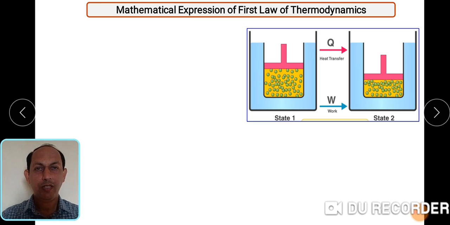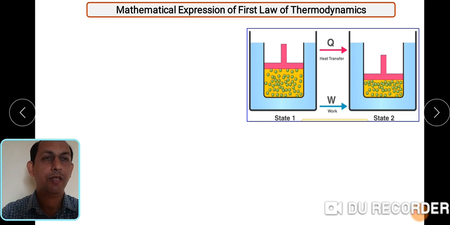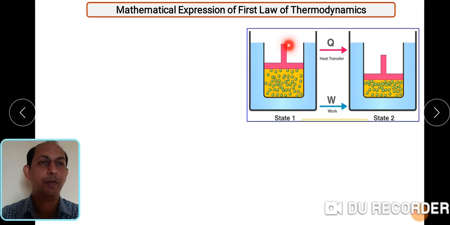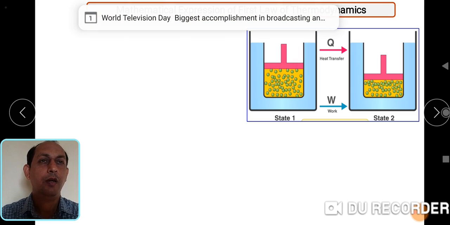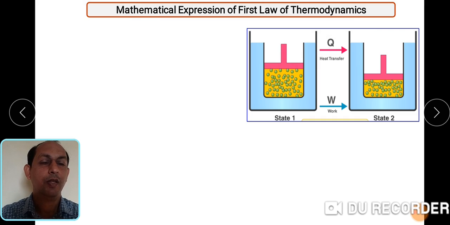Now we are going to see the mathematical derivation for the first law of thermodynamics. Remember, we have to derive the mathematical expression for the first law of thermodynamics. For that we will see one particular setup. This is a container enclosing gas molecules, fitted with a frictionless piston that can move upward or downward. These are the molecules present initially. This is the initial state, this is the final state.